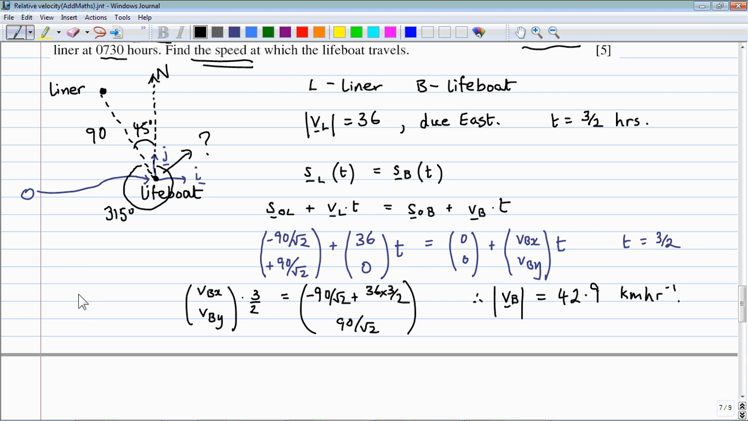So the triangle method here would be to do something like this. Draw a side of length 90, then draw this unknown length. You know the direction here is such that this angle is 45, and you know the third leg of the triangle would be the speed of the lifeboat times 3/2, and the length of this side would be the speed of the liner times 3/2. Yeah. And so you know this angle, and you know this side and this side, so you can use a cosine rule.